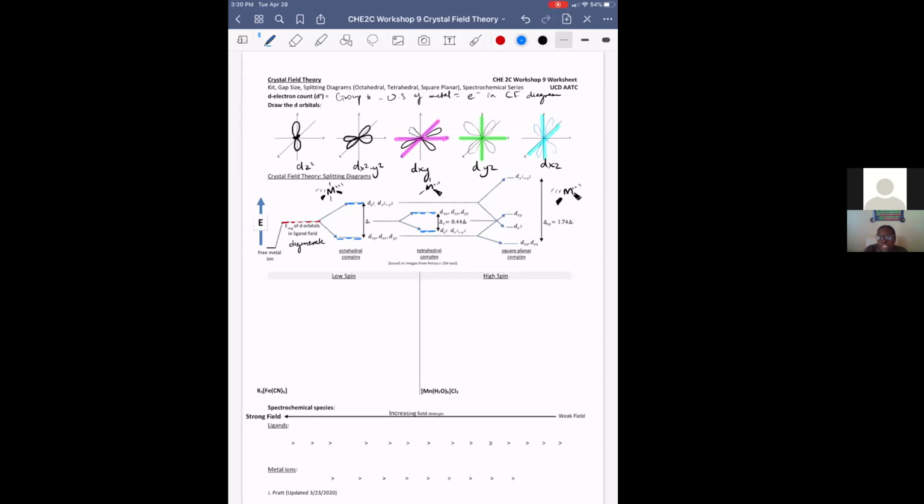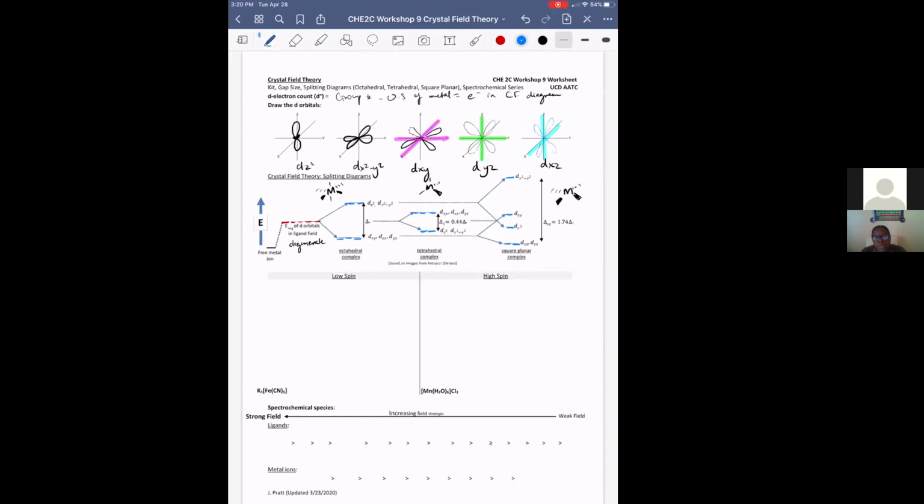And you can imagine that the best overlap will be our dx squared minus y squared orbital. And then another orbital that has x or y components will have good overlap. And then after that, lower in energy, we'll have our dz squared orbital that has the little lobe in the center here. And then the lowest in energy will be the orbitals with the worst overlap that have a z component, right? So our orbitals that have a z component will be degenerate and they'll have the lowest energy, and they'll be paired together, right?